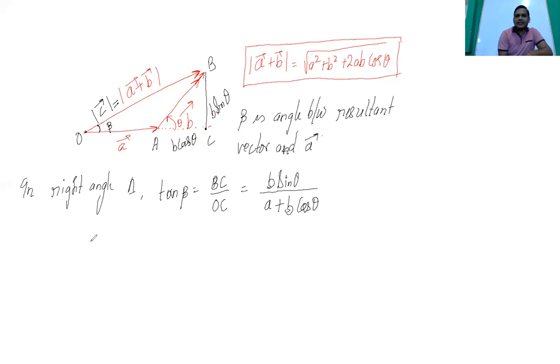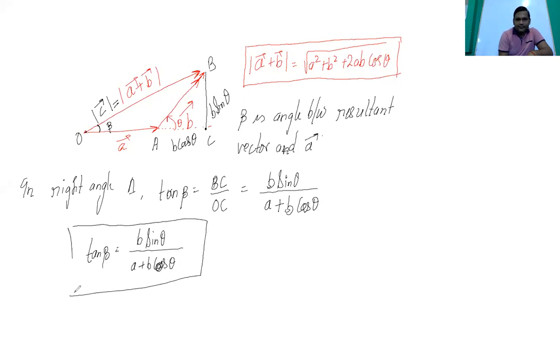So you can write that tan beta is equal to B sine theta upon A plus B cos theta. Isn't it? Is it okay or not? Yes, sir. So this was all about tan beta, the angle of the resultant.